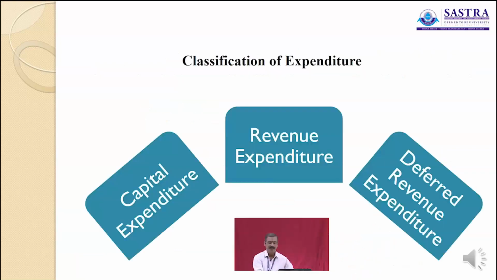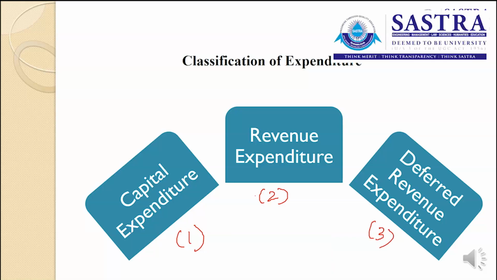Let us see the classification of expenditure first. See here, the expenditure is classified into number 1, the capital expenditure, number 2, the revenue expenditure, and number 3, deferred revenue expenditure. The expenditure is classified into capital, revenue, and deferred revenue.